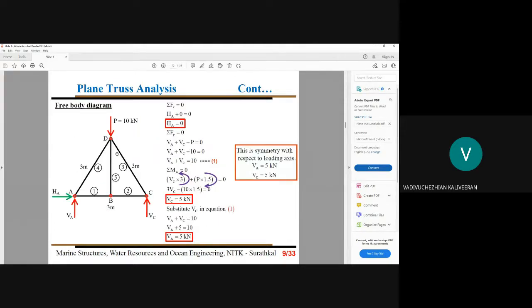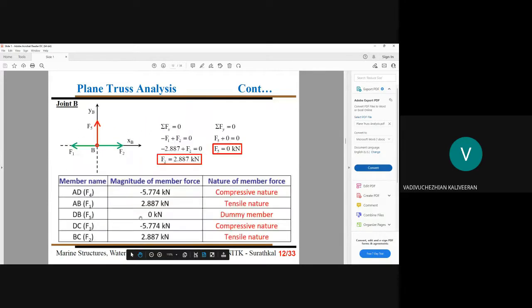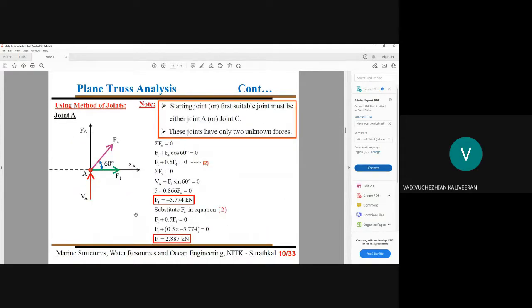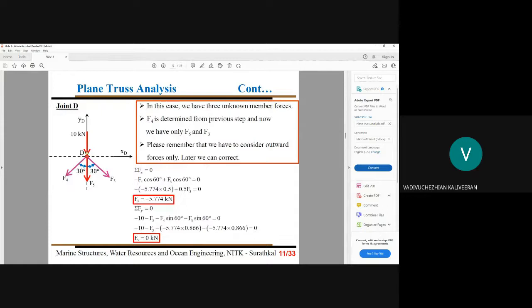When I remove this member, these three members are sufficient to take care of our problem. Still, our perfect truss situation will exist. You can understand that we are simply adding this member, which is why it is not contributing any force carrying part. Now you have to remember the other joints. Joint A we have noted. Joint D we have noted, and we identified the member forces.